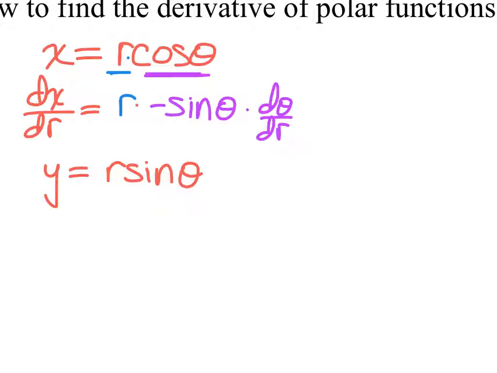plus the second function, which is cosine, times the derivative of the first function. Well, derivative of r with respect to r is equal to 1. So I'm just going to chuck in a times 1 just so you know, but it's irrelevant. You don't really need it. All right.